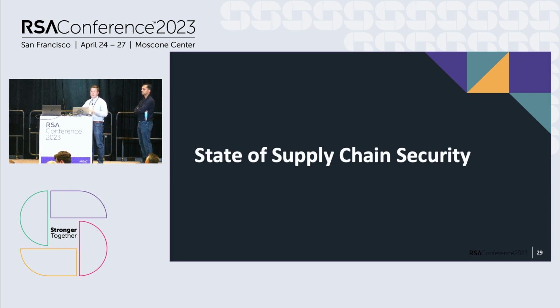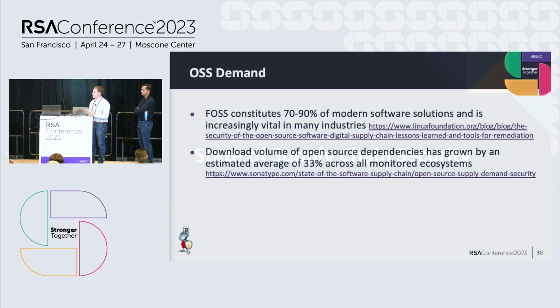Let's talk about just the state of supply chain security that we're operating in today. Because if everything was safe, we wouldn't really need to be using something like scorecards to try to assure ourselves that it is. Just the reality that we're living in, open source software is growing at a very strong growth rate. A couple of things here. Linux Foundation has found that free and open source software really is constituting about 70 to 90% of any modern software solution. And in Sonatype's annual State of the Software Supply Chain, you can see that open source growth is just continuing. It's up across the board in all ecosystems that they're tracking.